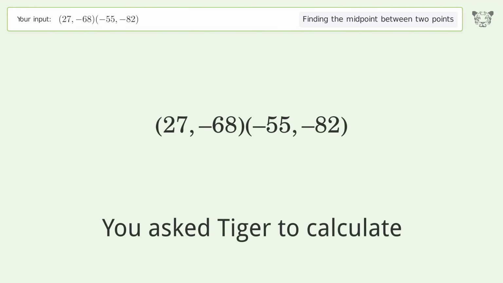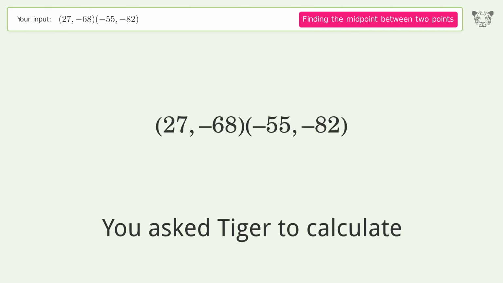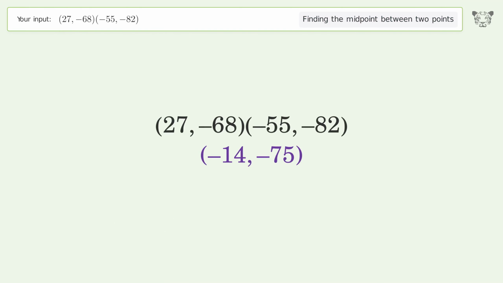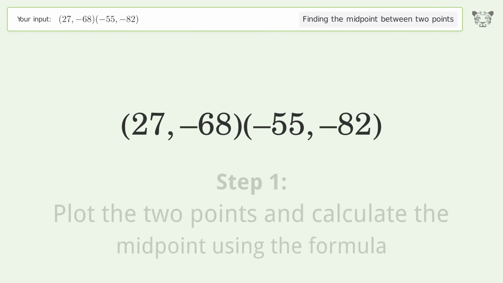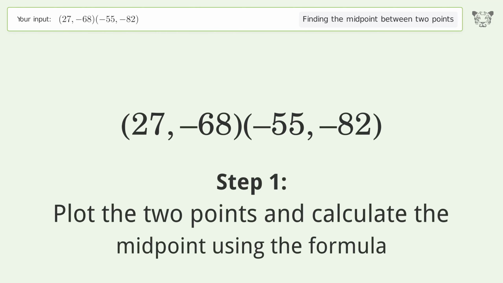You ask Tiger to calculate. This deals with finding the midpoint between 2 points. The midpoint between the 2 points is -14, -75. Let's solve it step by step. Plot the 2 points and calculate the midpoint using the formula.